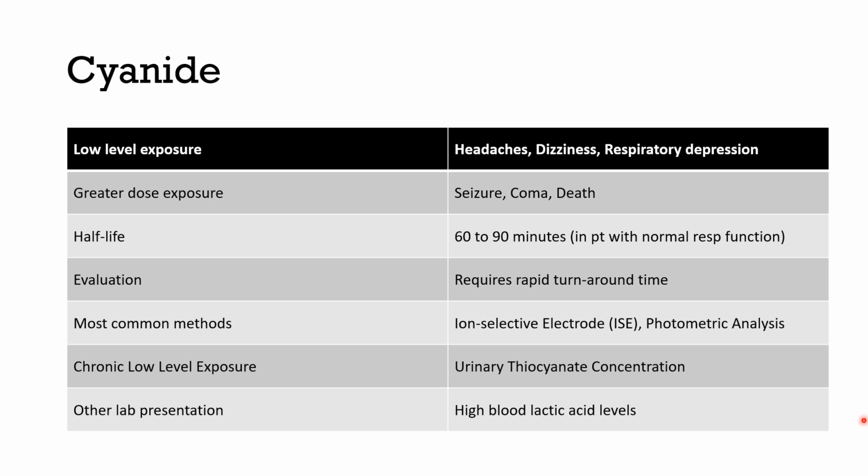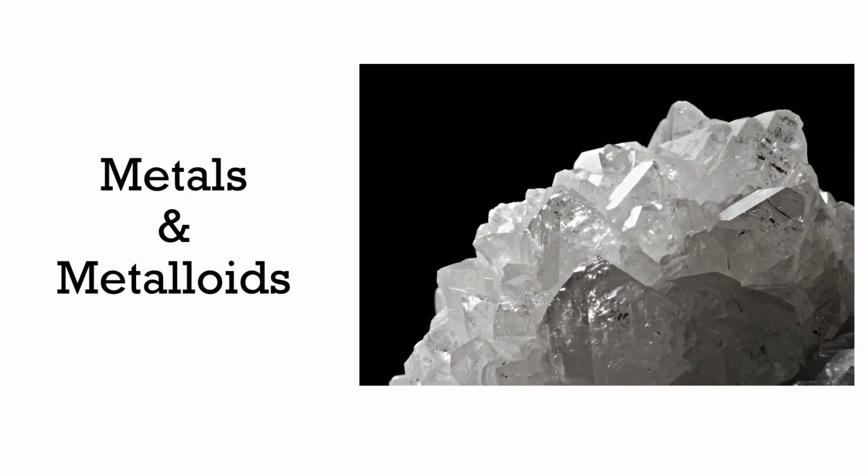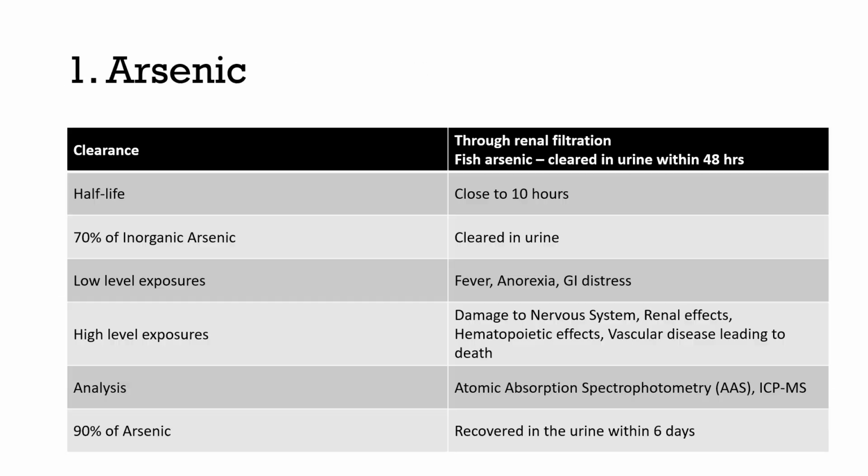Okay? So, about the lactic acid levels, right? The oxygenation in the tissue or in the cells is lowered. So, there is increased conversion of pyruvate into lactate or lactic acid. So, the blood lactic acid levels increase, which means there is hypoxia in the cells and our cells are dying. Okay. After cyanide, we have your metals and metalloids.